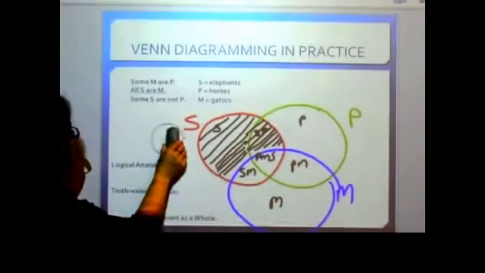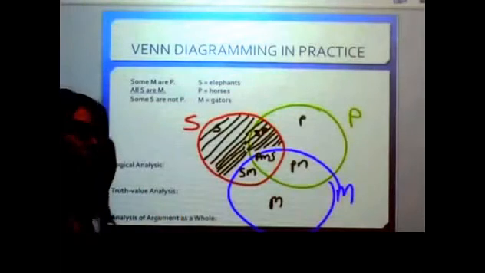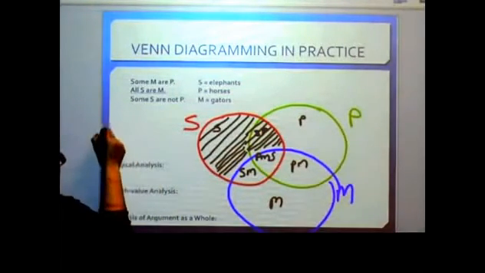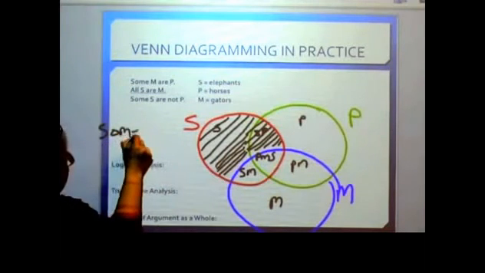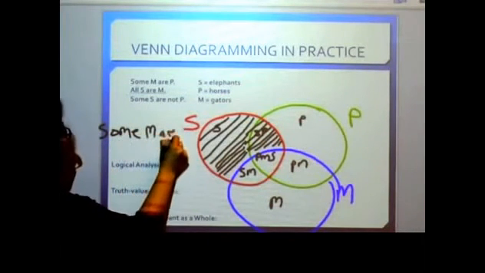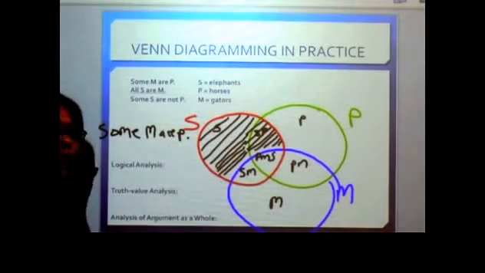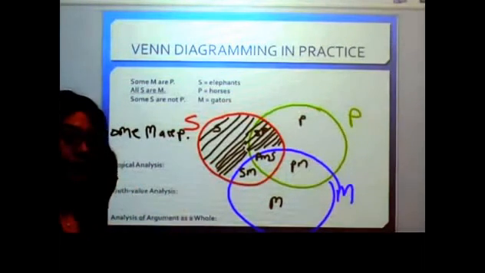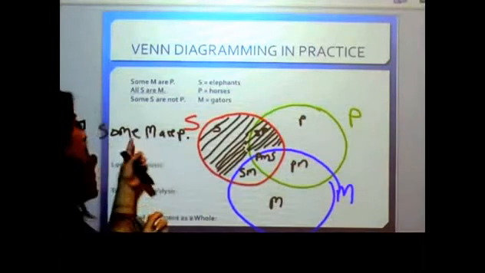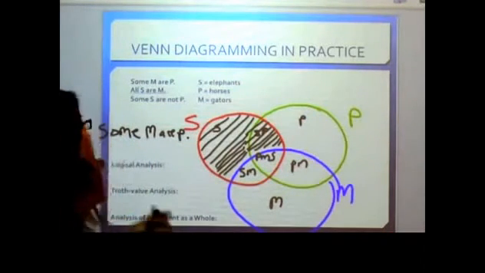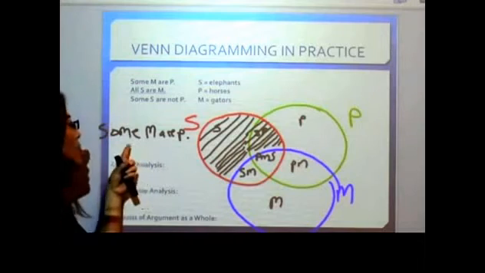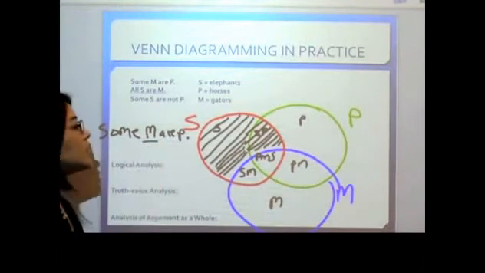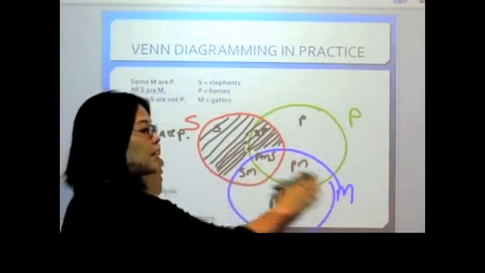Now that we've diagrammed the universal premise, we want to go ahead and diagram the particular premise. So the particular premise is "some M are P," okay? And once again, we want to do all our work in the subject circle of the statement we are diagramming. So this is the statement we are diagramming, and in this case, the subject circle is M, okay? So we want to do all our work in this M circle.